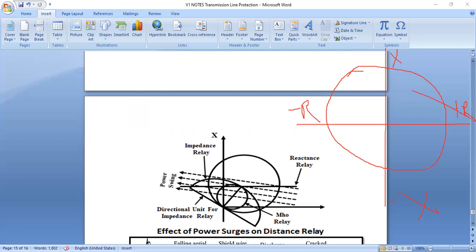the impedance seen by the relay during the power swing. So the locus of the power swing comes and touches particular regions, and so there will be maloperation. The point where it is intersecting is called the electrical center. That means you have to draw one line.